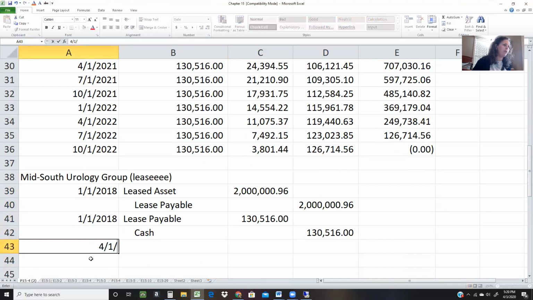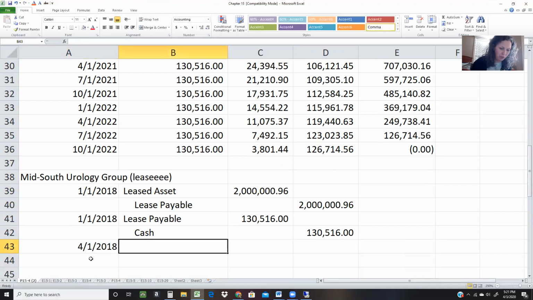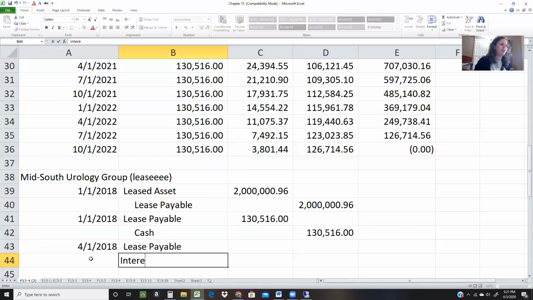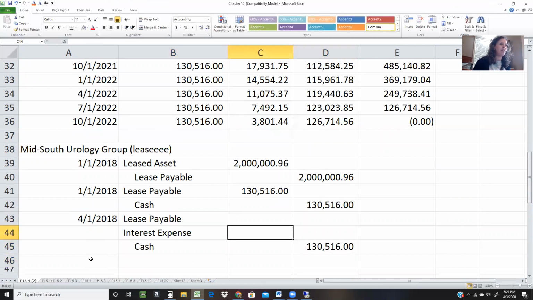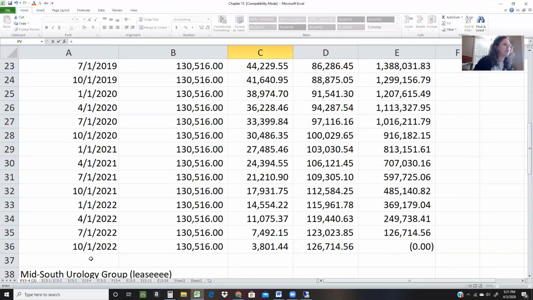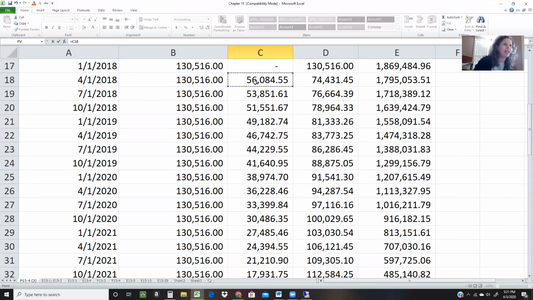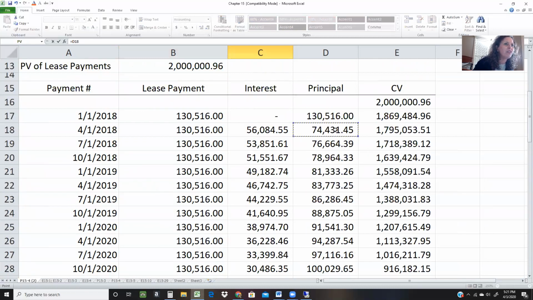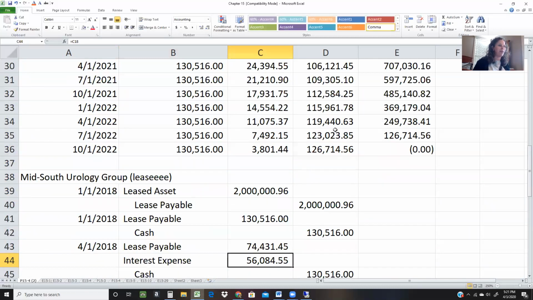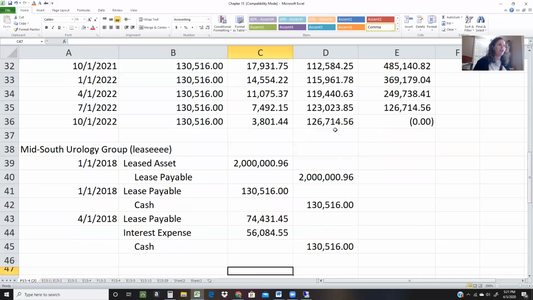And then we would do one on 4/1 of 18. And it said we just have to go through this point. So that's actually nice. So this is the principal, and then we would have interest expense and cash. The cash we pay is 130,516. To get the interest, we would go to that row of the table, and it looks like a lot, 56. And then the principal part is 74,431.45. So those are the journal entries for Mid-South Urology.